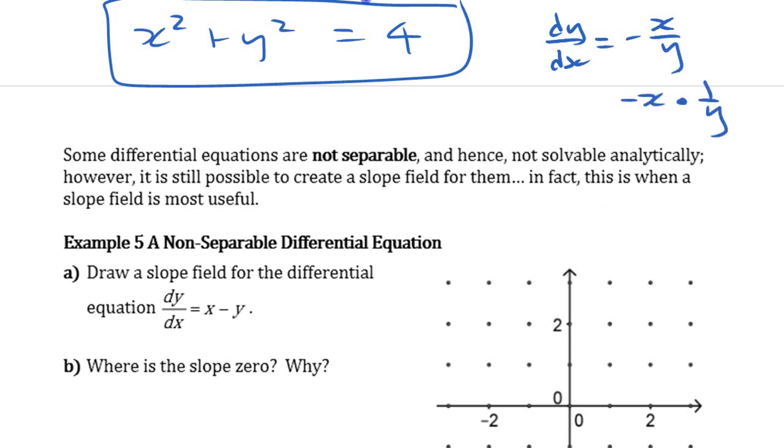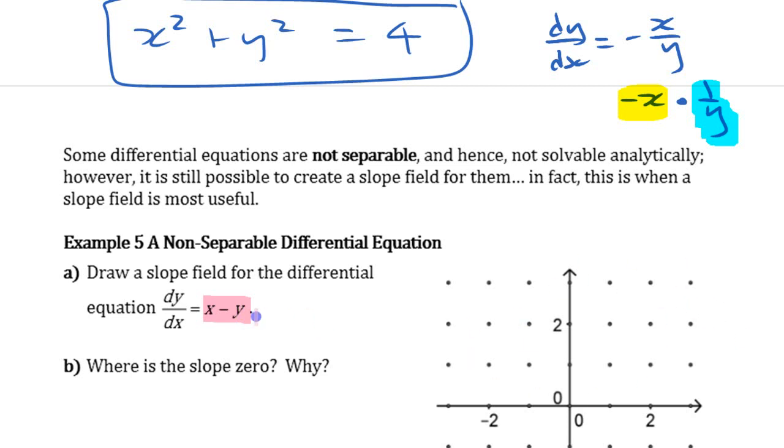Like you could write it as the product of two functions, one of x and one of y. To be able to separate the variables, you have to be able to write it as the product of something. Now, try as you might, you're not going to be able to write that as the product of two functions where one only has x and one only has y. But that doesn't mean you can't draw a slope field.